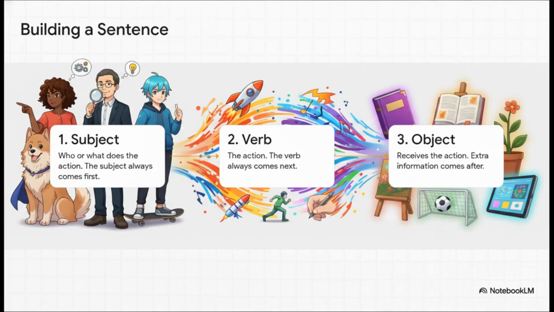Let's break it down real quick. Step 1. You always start with the subject. Just ask yourself who or what is doing the thing. Step 2. Right after that comes the verb. That's the action itself. And step 3, you finish with the object, which is the thing receiving the action. Subject, verb, object. First, next, after. It really is that simple.